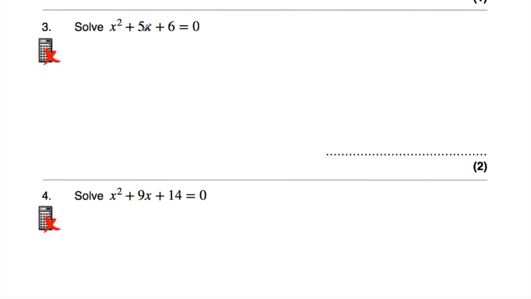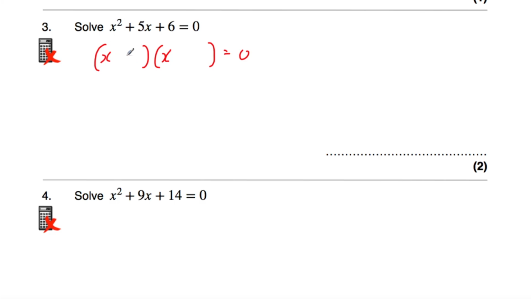Okay, so if we wanted to factorize this, what we're going to do is put down two brackets. So we're going to do bracket, bracket, and that's equal to 0. So we're just factorizing this left-hand side here. Now we want to have at the front of both brackets an x because x times x is x squared. So that's fantastic.